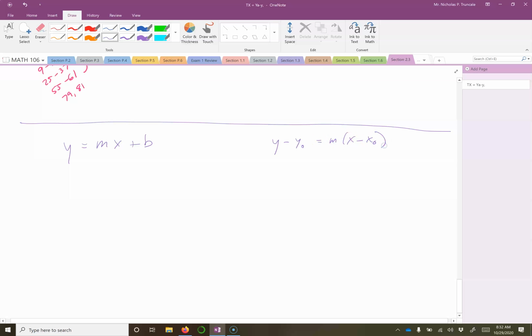This is point-slope form. I don't want you to get these confused. So this is slope-intercept, oops, my point spell, and this is point slope. For point slope form of an equation, you essentially need a point and the slope.